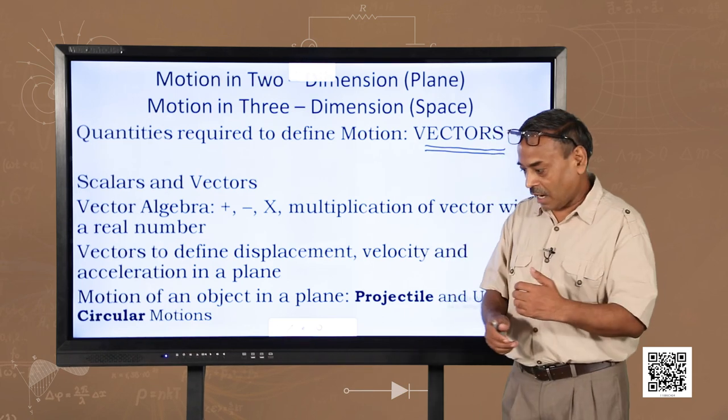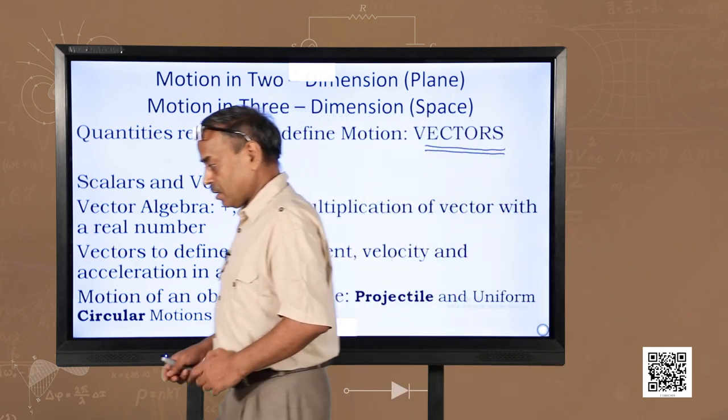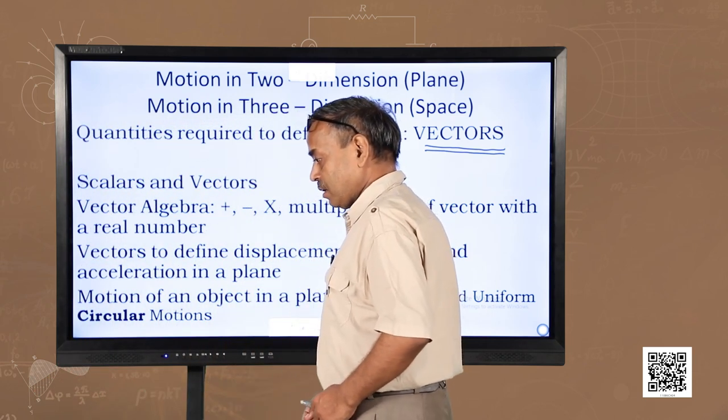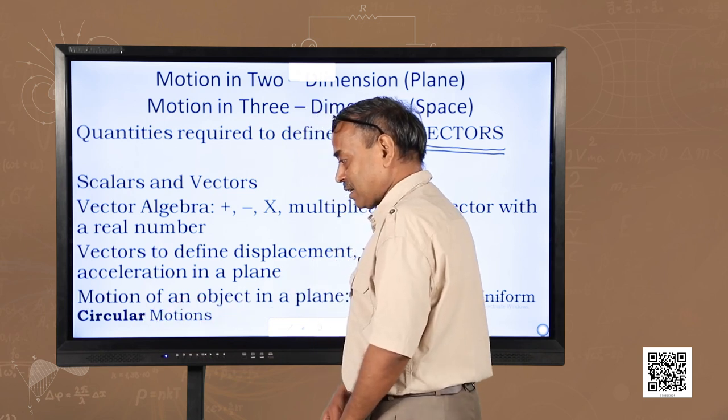You can understand it like this: I have moved, say, 4 steps in this direction, and then I move 2 steps backwards in the other direction. So, 4 steps in one direction, 2 steps back in another direction.